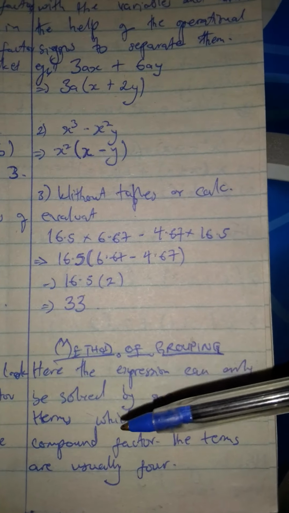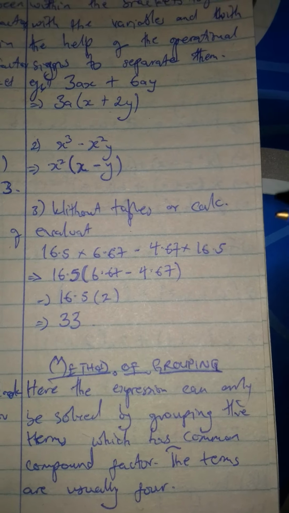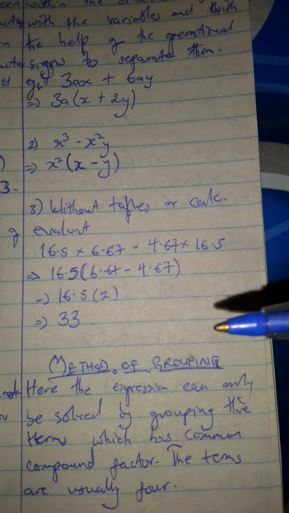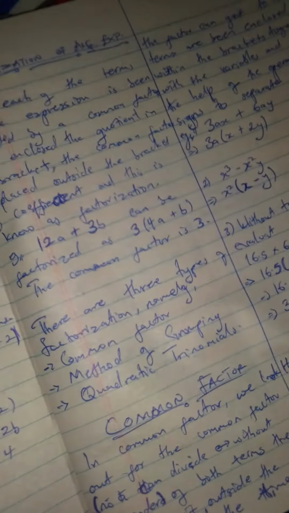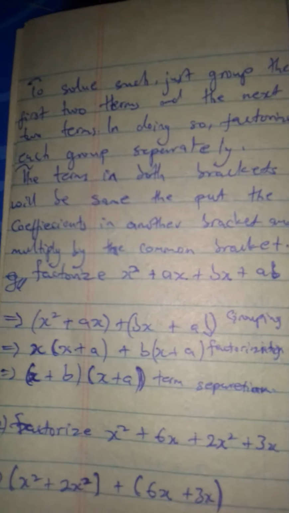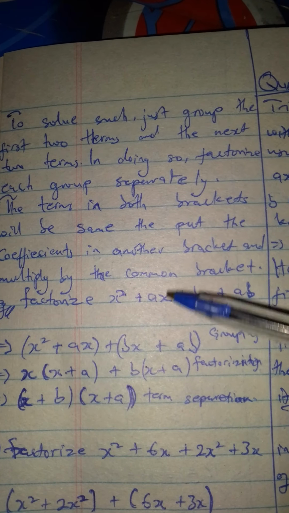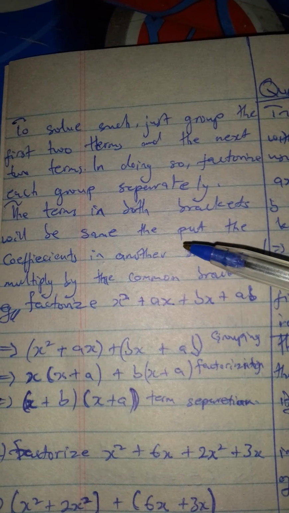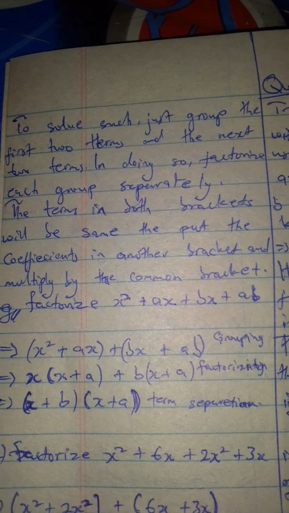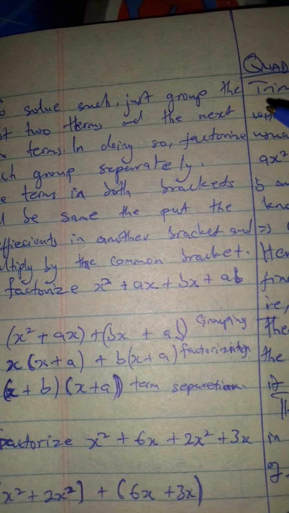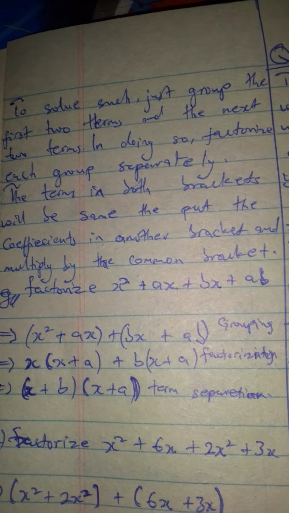Now let's quickly go to the method of grouping. Method of grouping here, the expression can only be solved by grouping the terms, that's the like terms that I said, or where the common terms are. So quickly let's move to examples, then we see how best we can do. Reading this can give you a simple definition that you can base on, and normally they come in 4 terms. Some can be more than 4. It can be 6, can be 5, can be any number, but they are usually 4 in number.